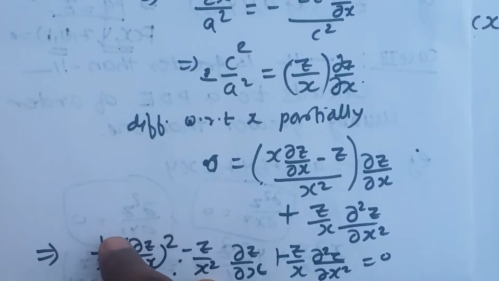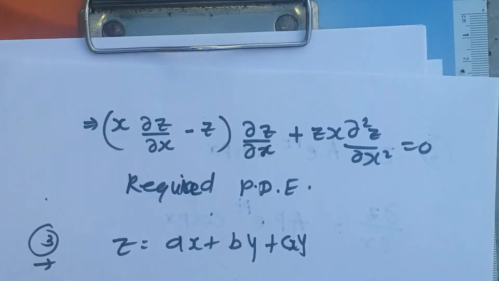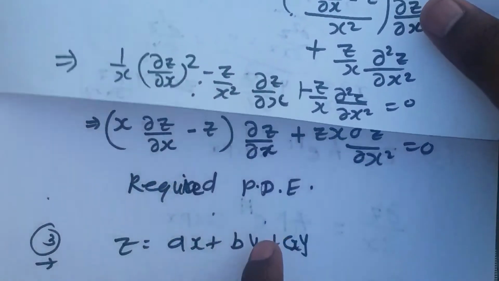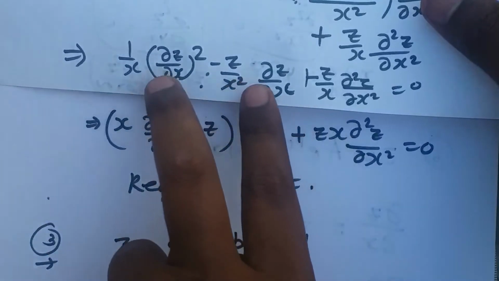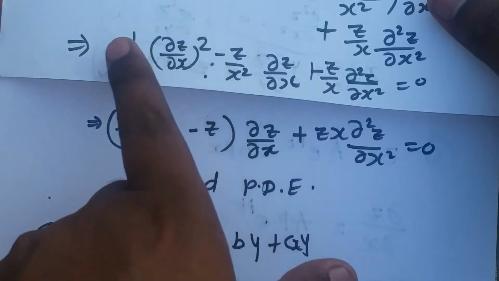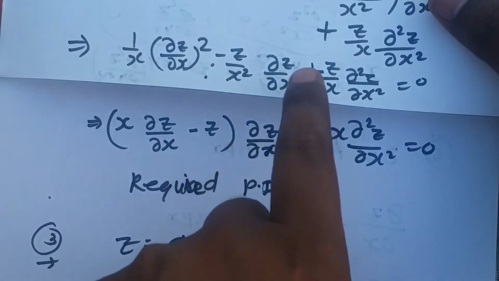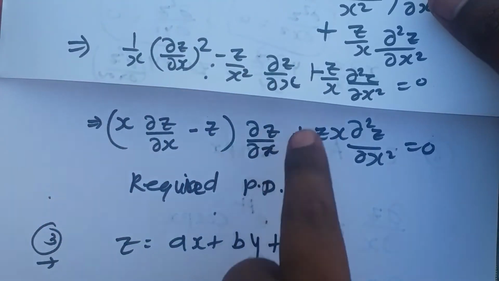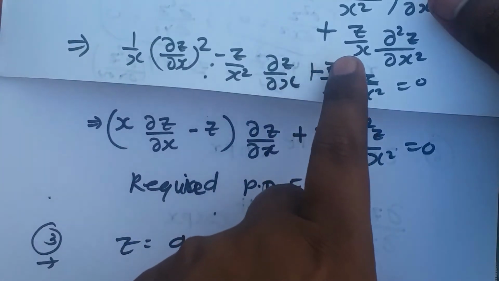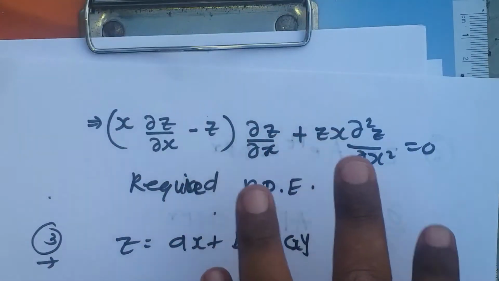So after multiplying throughout by x square, by taking suitable terms common, the simplified form of the solution will be x into del z by del x minus del z by del x, minus z into del z by del x. From the first two terms, I have taken common del z by del x. I have multiplied throughout by x square, so here we'll get x in multiplication, and this x square will get cancelled, and from the z and del z by del x also at the same time I have taken common. Plus here, after multiplying by x square, x will come in the numerator, it will become zx del 2 z by del x square equal to 0. So this is just a suitable form to write that differential equation.